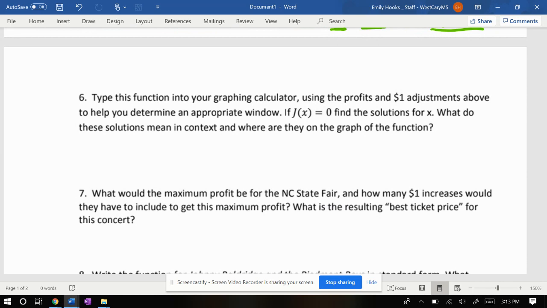All right, so now we're going to type this function into our graphing calculator using the profits $1 adjustments. And if J of X equals 0, find the solutions for X. So that means we're going to be finding our X-intercepts. So what do these mean in context, et cetera. I do have a graphing calculator on my computer, so I'm going to open that up really quick.